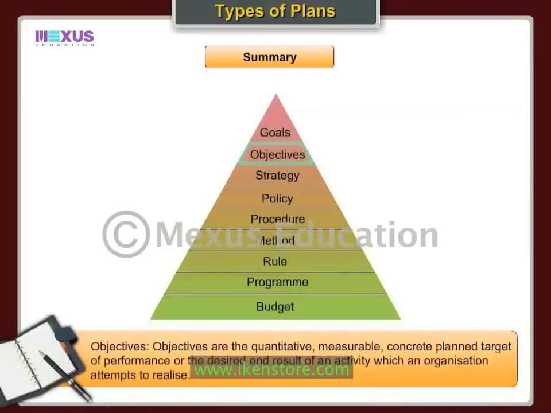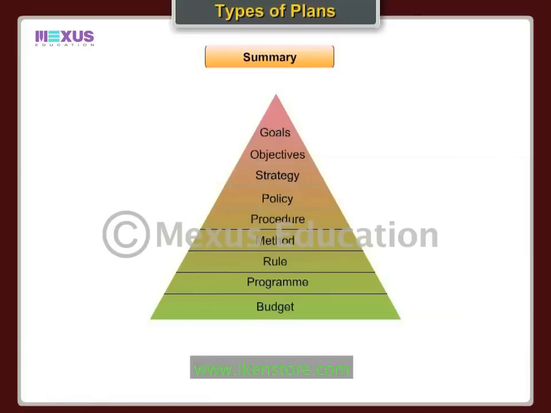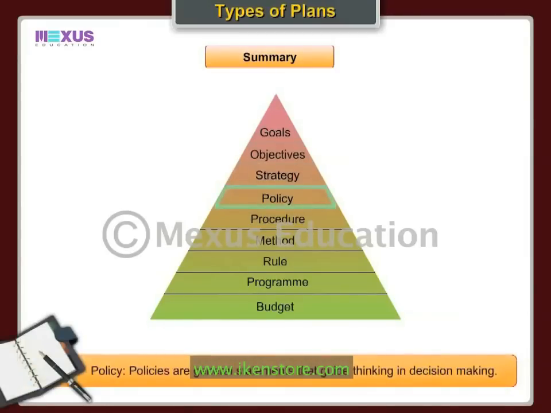Objectives. Objectives are the quantitative, measurable, concrete planned target of performance or the desired end result of an activity which an organization attempts to realize. Strategy. A strategy is a comprehensive plan for accomplishing an organization's objectives. Policy. Policies are general statements that guide thinking in decision making. Procedure. Procedures are routine steps on how to carry out activities.